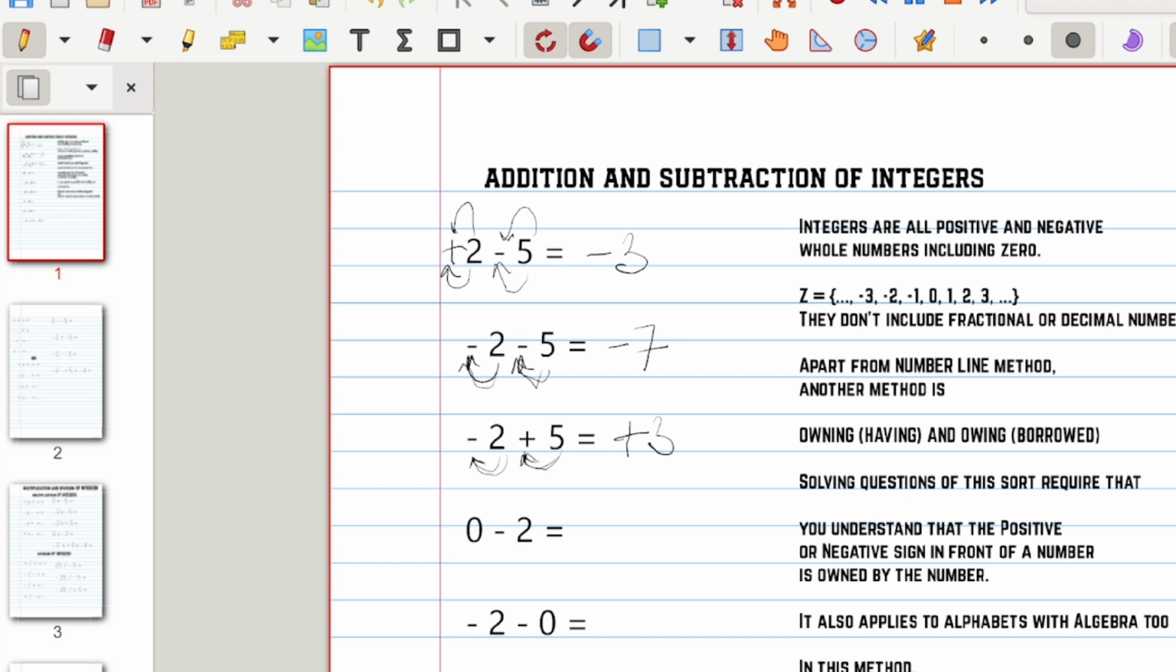Next question is 0 minus 2. 0 means you have nothing, or you own nothing. And this 2 owns this minus, so you own nothing and you're owing 2. That means you're still owing 2.